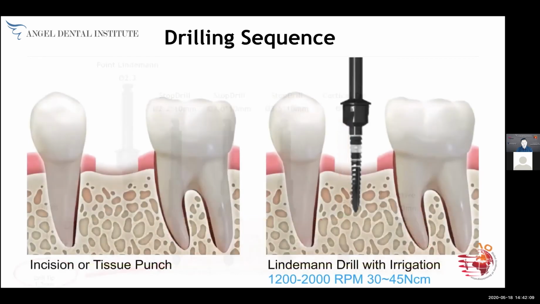Okay, so let's go more in detail how it goes. So the initial step is on the left side here. I do an incision or a tissue punch, okay? And that's with high speed, if I'm doing tissue punch on the implant motor with irrigation. And then the next drill I would do is a Lindemann drill with irrigation at about 1200 to 2000 RPM. That's a high RPM. And the torque, you set it at 30, 45 newtons per centimeter, doesn't really matter, okay?